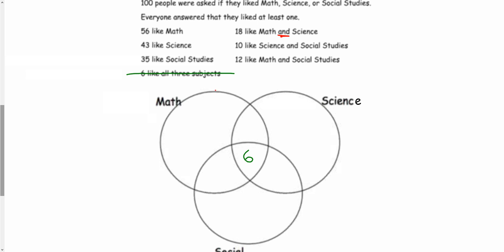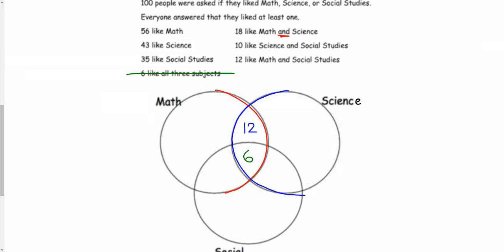Here's the math circle, and here's the science circle. Whoa, I missed, that was an awful trace. So you see the overlap? This entire part right here is the overlap. It says 18 people like both math and science, but since I already have the 6, that means 6 of them are already accounted for. There should be a total of 18 people, so this little section right here should be 12, because that entire slice of the overlap should be 18 altogether.